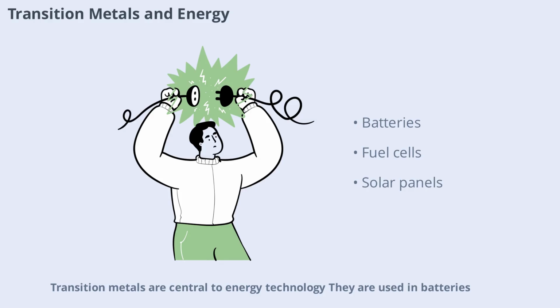Transition metals are central to energy technology. They are used in batteries, fuel cells, and solar panels, enabling efficient energy storage and conversion. Their unique properties make them indispensable in the quest for sustainable energy solutions.